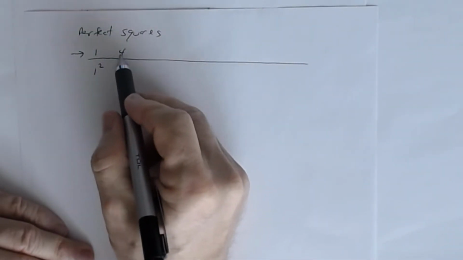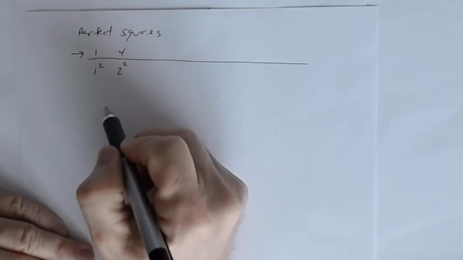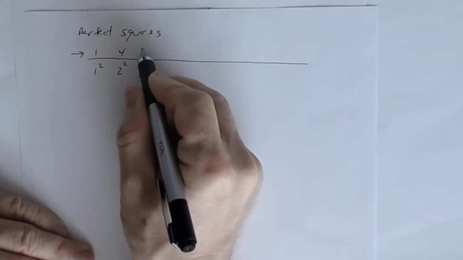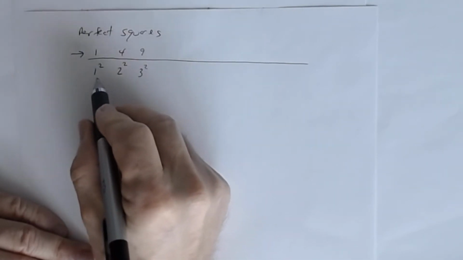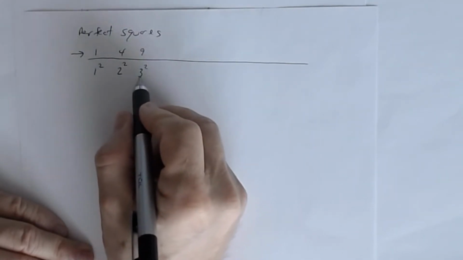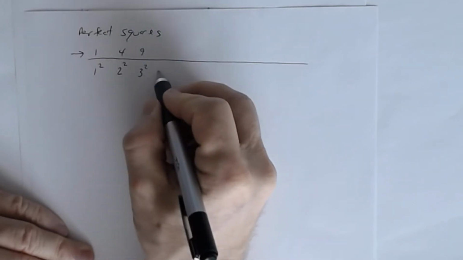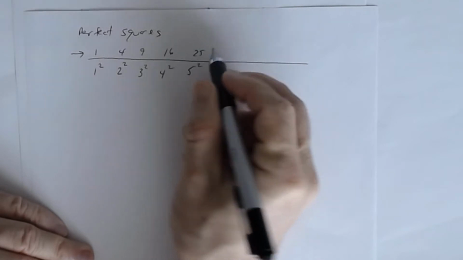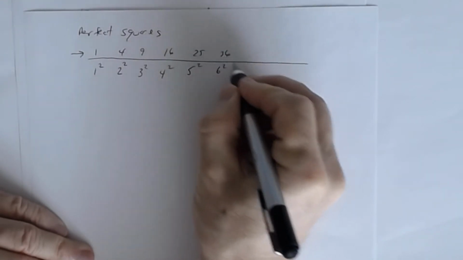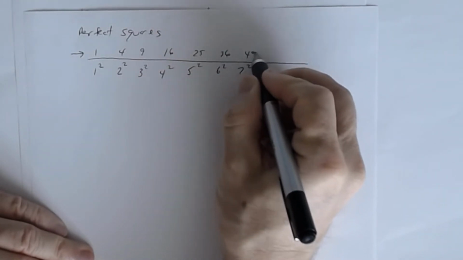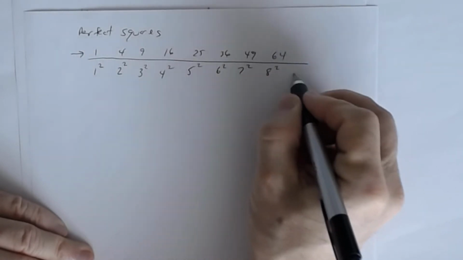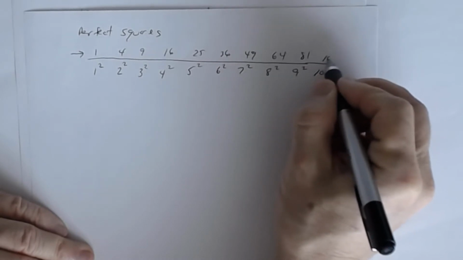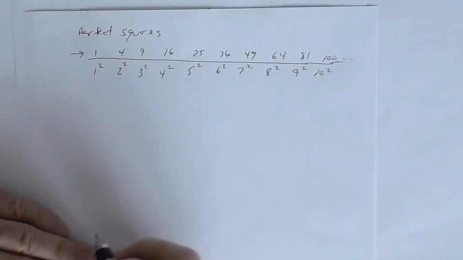If I take the square root of 4, I get the base, which is 2, because 2 squared is 4. The next one is 3 squared is 9. That's how you get your perfect squares. You just take your positive integers and you square them. The next one is 4 squared, which is 16, 5 squared is 25, 6 squared is 36, 7 squared is 49, 8 squared is 64, and so on. You get your perfect squares that way, and there are an infinite number of those.